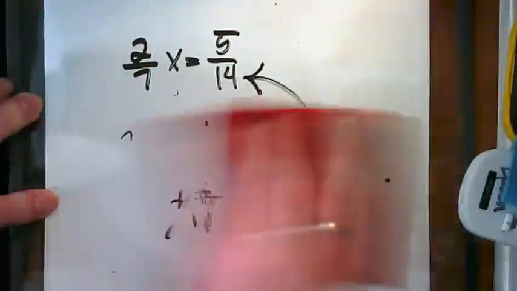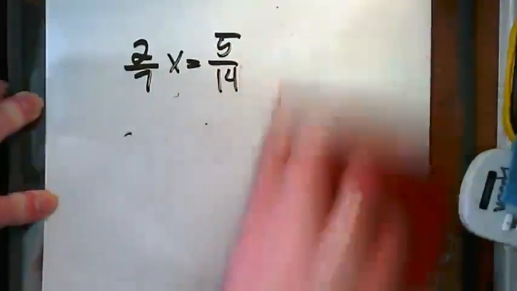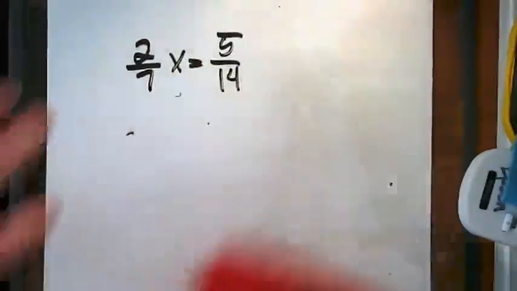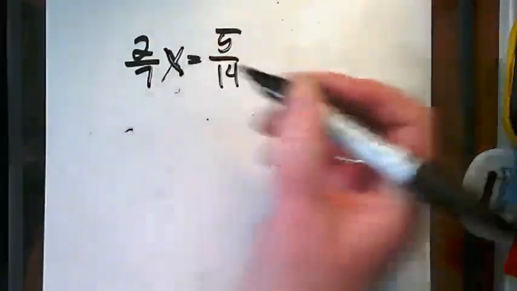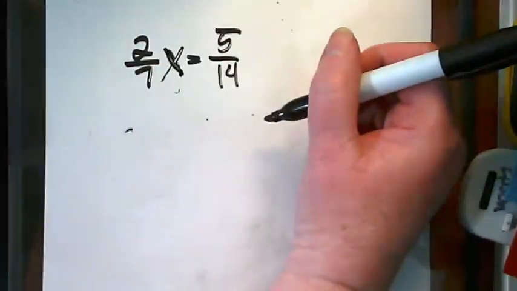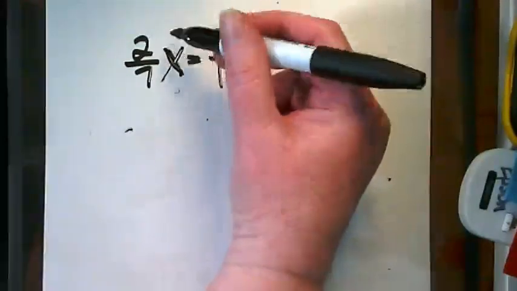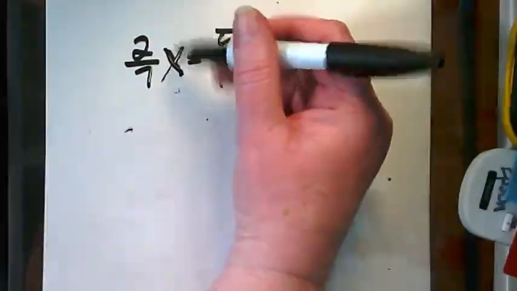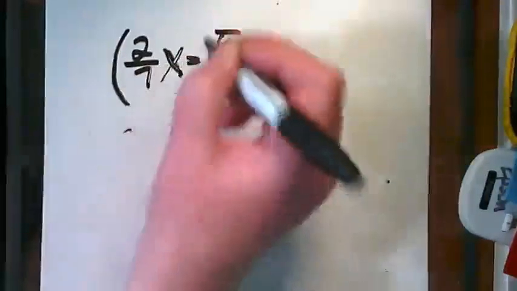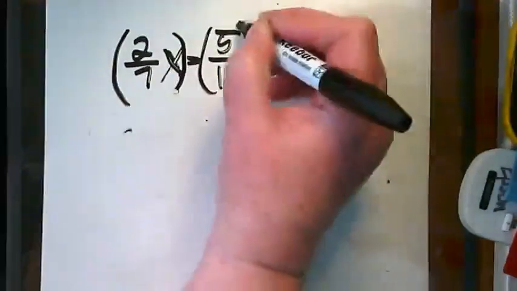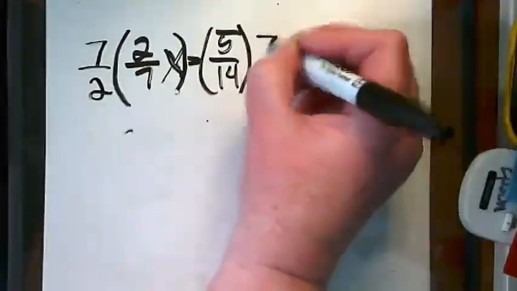Let me erase this because now we know we're here. What do I need to have in front of that x? That one. What's in front of it now? 2/7. What's the opposite of the reciprocal? 7/2. I'm always just going to surround these with parentheses because that means I can multiply.